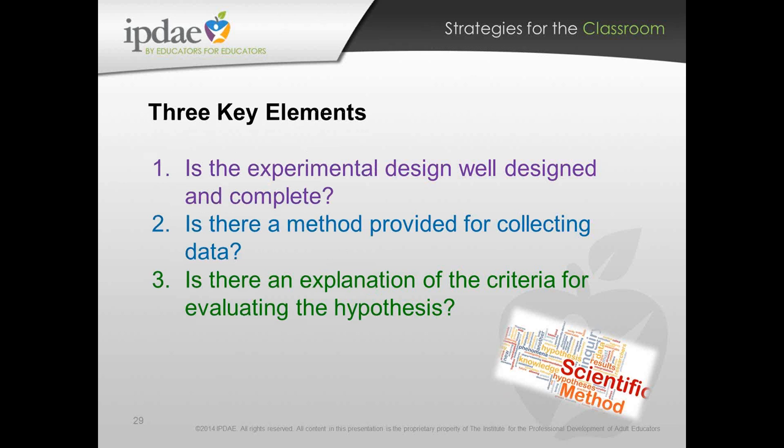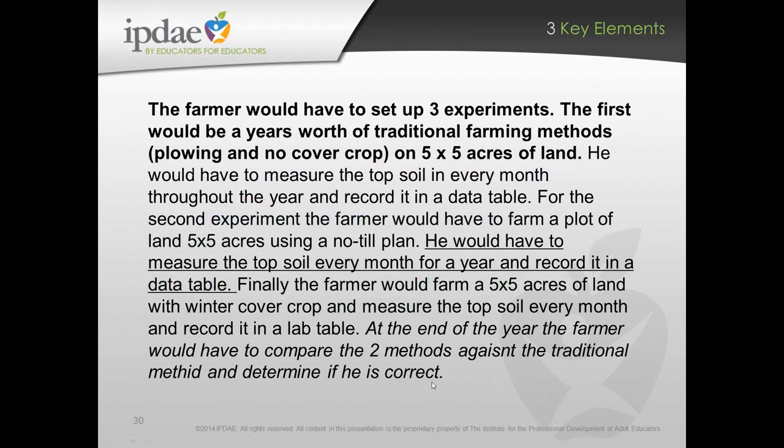The other thing they look for in their answers is, is there a method provided for collecting data? Is it telling you as you're doing your experiment how you're going to collect data and what data you're going to collect? And finally, does the student or the test taker explain the criteria that he or she uses to evaluate whether the hypothesis is correct or not? If students provide all three elements in their answer, they should get all 3 points. Now again, all three elements have to be developed well, but there again, those are the basics. So let's take a look at what an answer would look like having those 3 key elements.